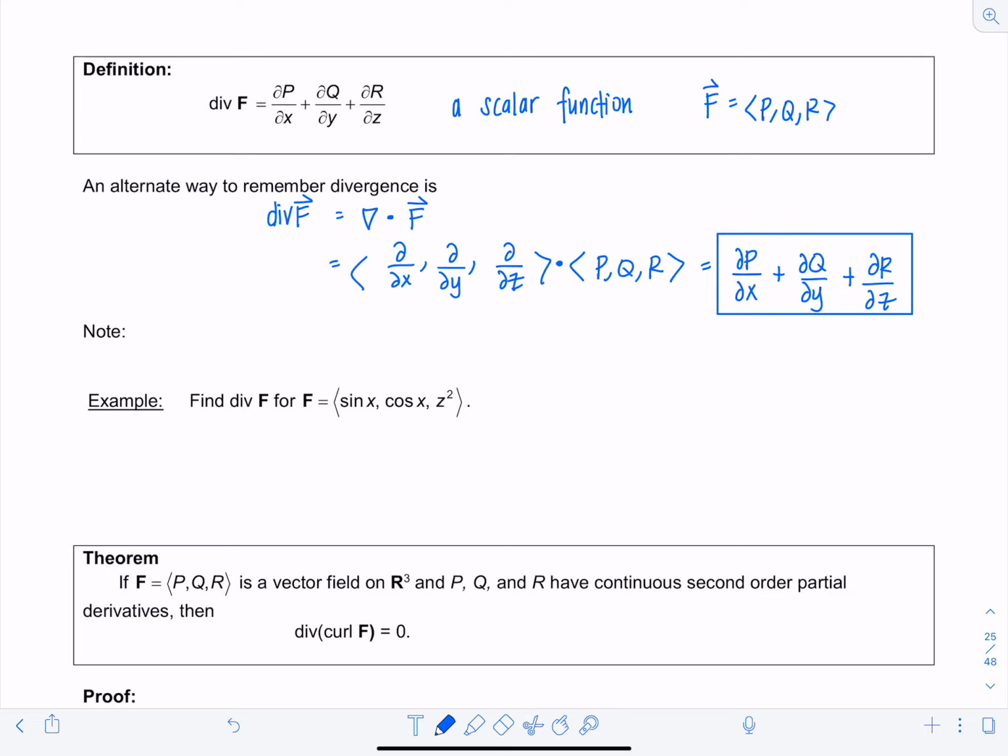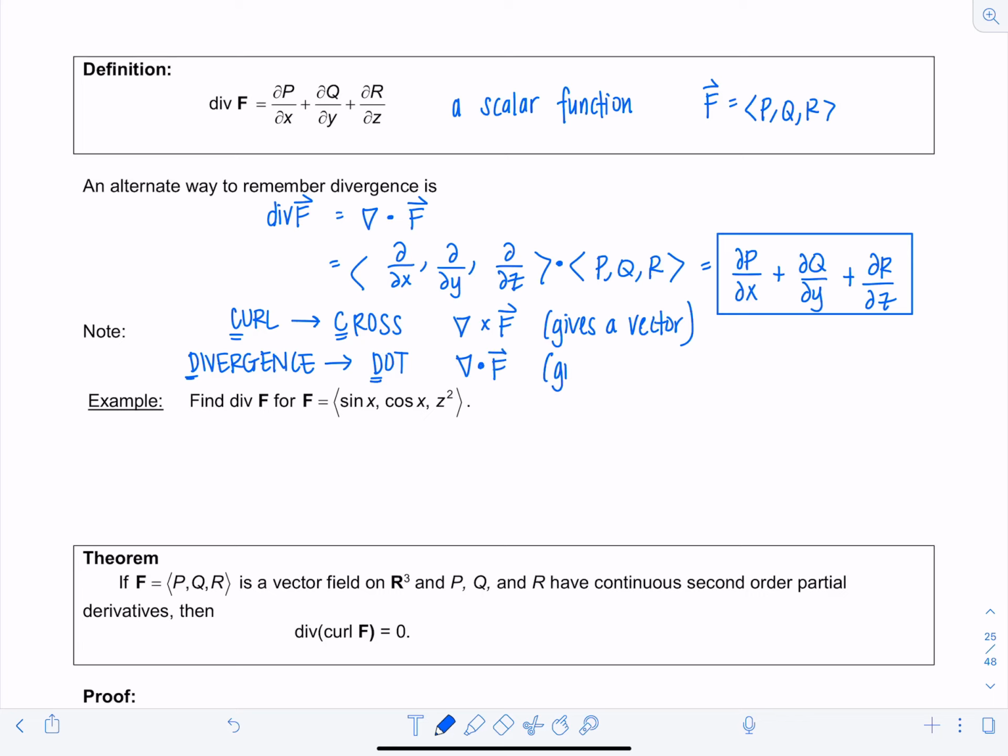Okay, so ready for something cool? Neat little way to remember it. When you're computing the curl, you take a cross product. So you take the differential operator, cross it with F, and it gives you a vector. Just like when you take the cross product of two vectors, you get another vector. If you need to compute the divergence, you take a dot product. So you take the differential operator, dot it with your vector field, and that gives us a scalar, just like when you take the dot product of two vectors.